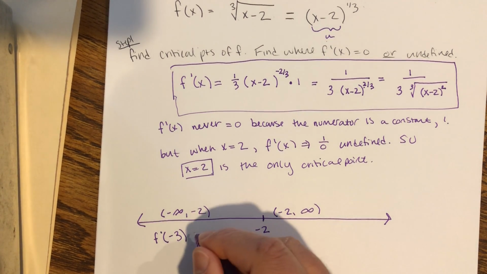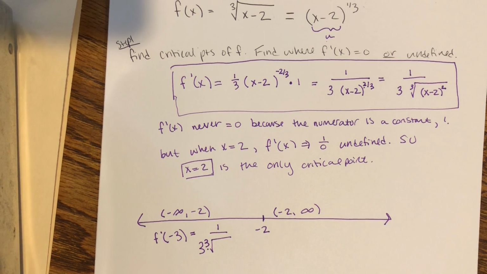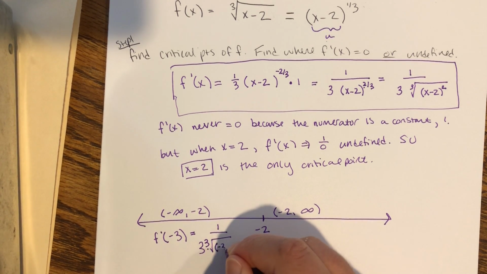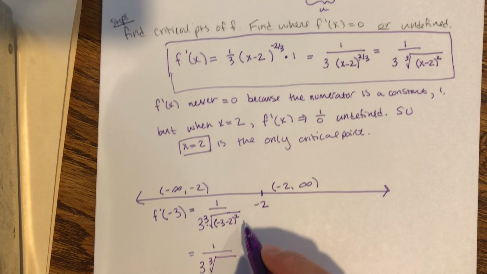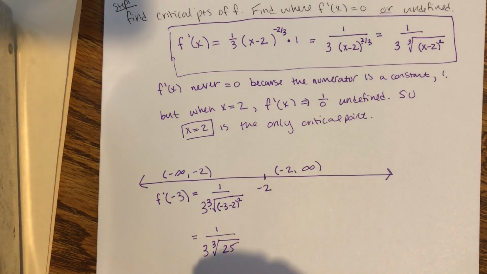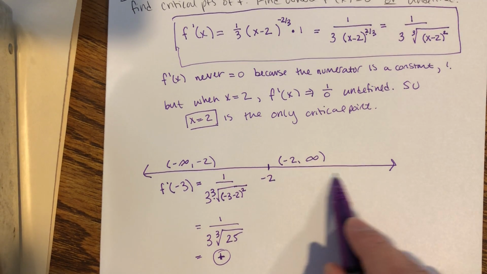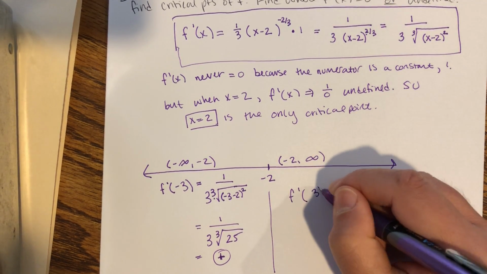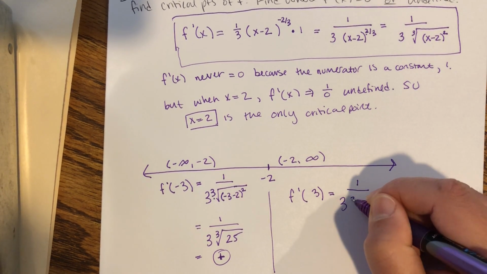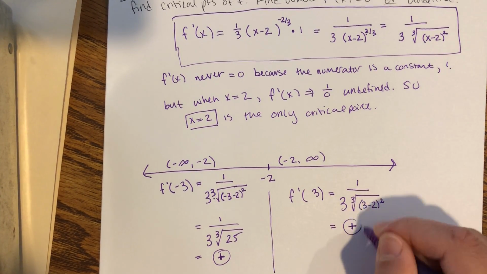F prime of -3 is going to be 1 over 3 times the cubed root of -3 minus 2 squared. Well, this is 1 over 3 times the cube root of -5 squared, and a negative number squared is going to be positive. Again, I don't really care what this is equal to, I just care that it happens to be positive. And similarly, if I pick some number that's in the second interval, like if I plugged in something like +3, I'll get 1 over 3 times the cubed root of +3 minus 2 squared. This is still going to be something positive at the bottom. This entire thing is positive.